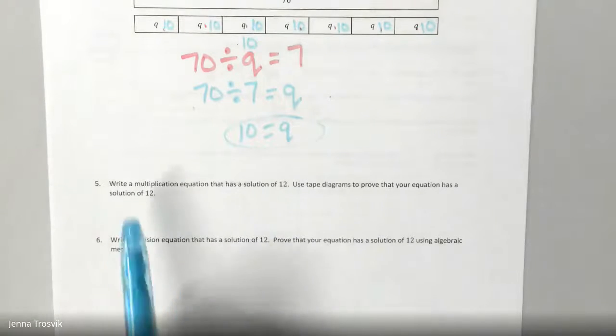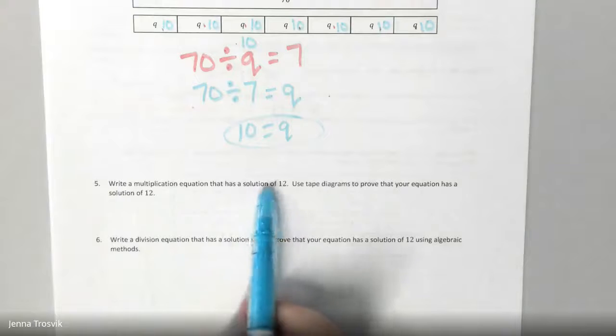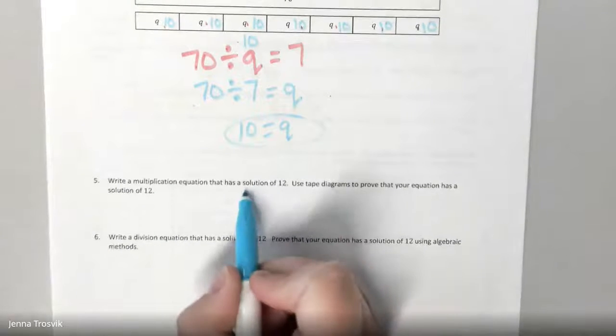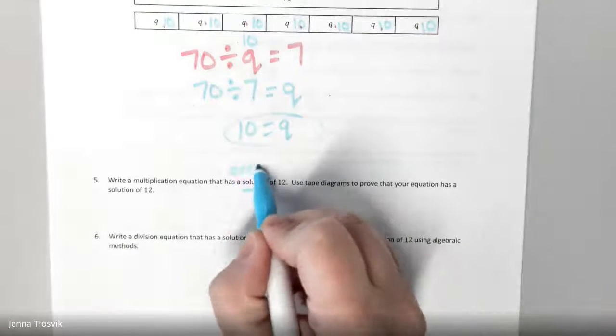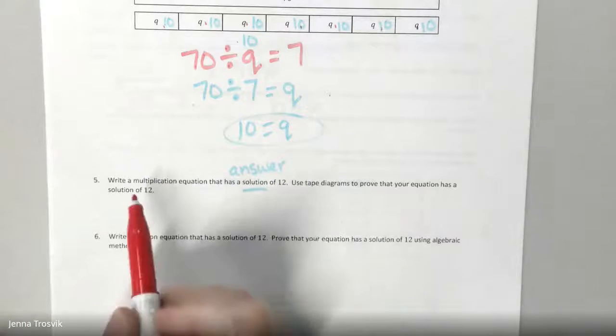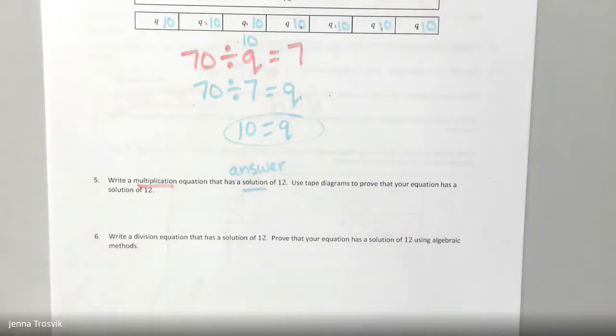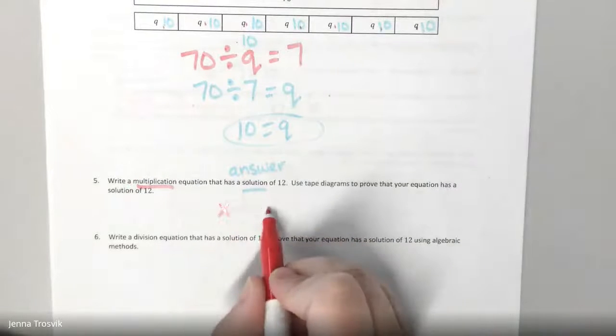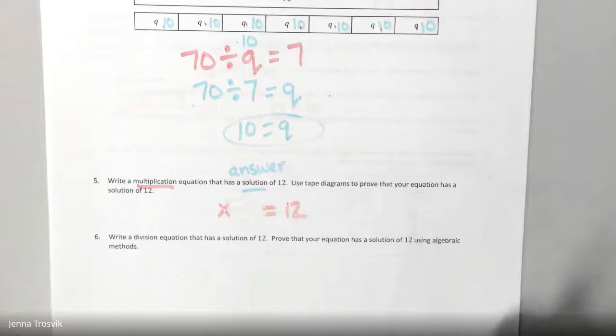All right. Write a multiplication equation that has a solution of 12. Solution is just a fancy word for an answer. So your answer has to be 12, and you are multiplying. So what times what equals 12?